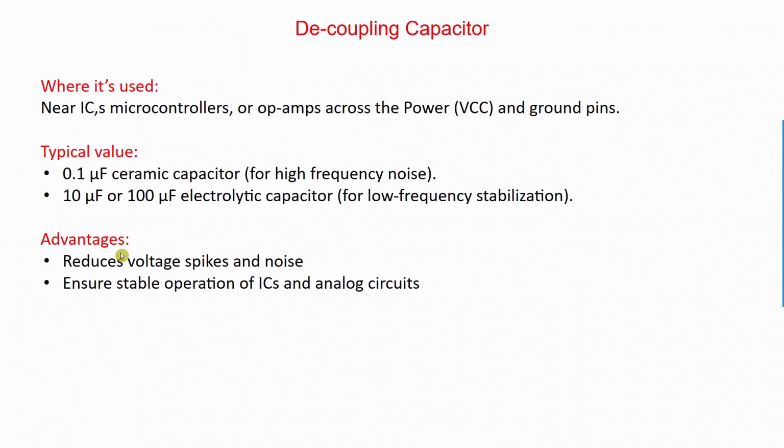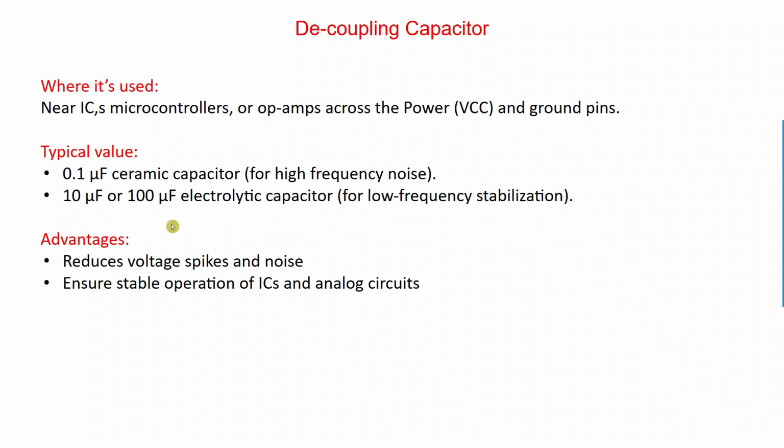So now, where we can use the decoupling capacitor. Decoupling capacitor can be used near ICs, microcontrollers or op-amps across the power, VCC and ground pins. The typical value of decoupling capacitor is 0.1 microfarad ceramic capacitor for high frequency noise, 10 microfarad or 100 microfarad electrolytic capacitor for low frequency stabilization.